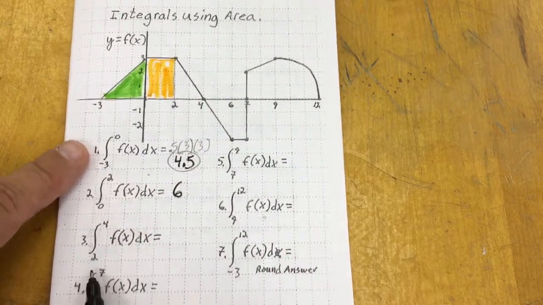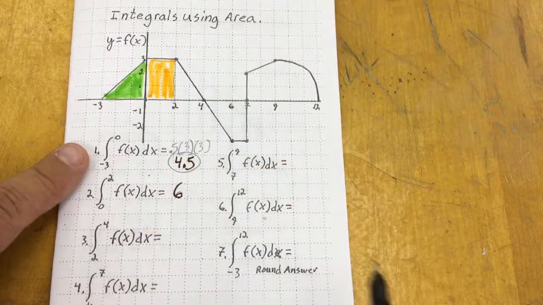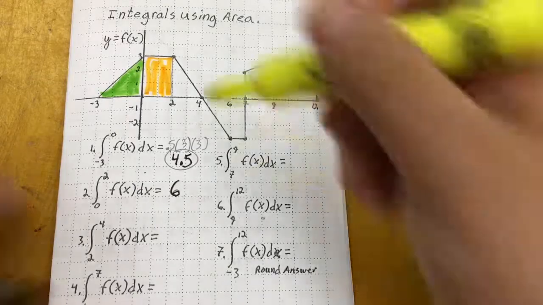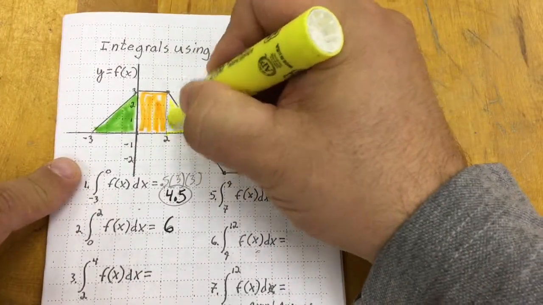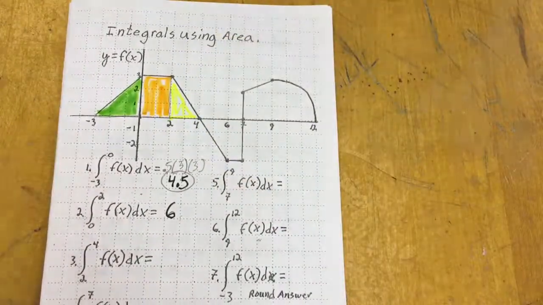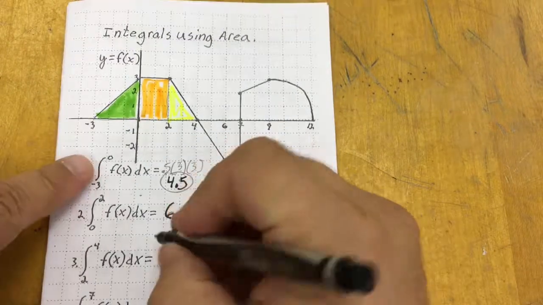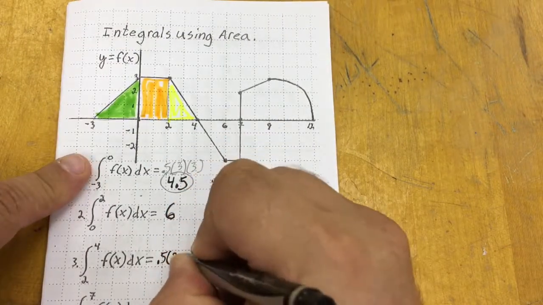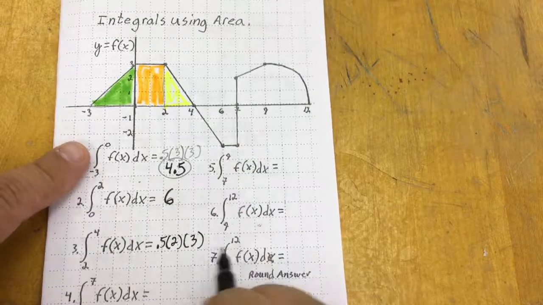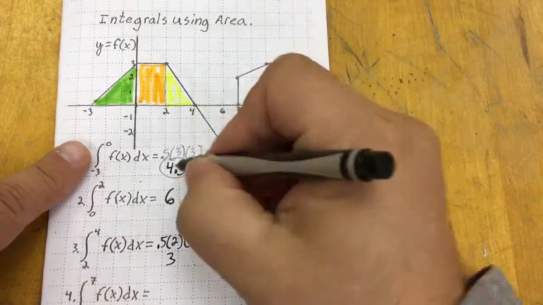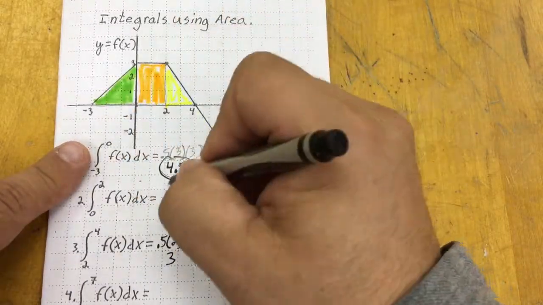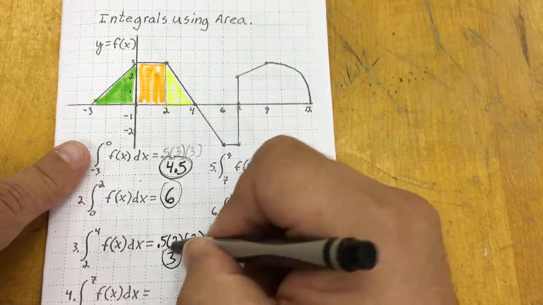Now I want to find the area from 2 to 4. And again, that's another triangle. The base of that triangle is 2, and the height of that triangle is 3. So it's going to be 1/2 base times height, 0.5 times 2 times 3. And that's going to give me just an area of 3. Area of 4.5, an area of 6, and an area of 3.